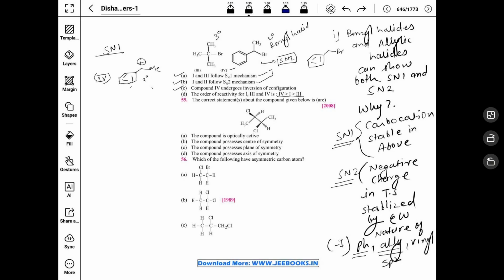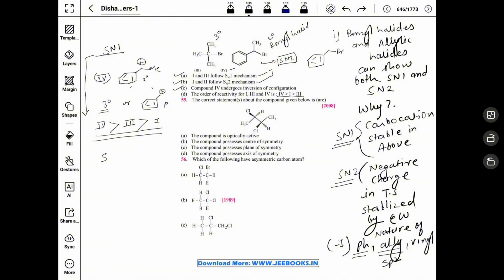Now we have to see which one is more stable, the tertiary one or this one. A tertiary carbocation will be more stable than a primary benzylic one. A secondary benzylic carbocation is more stable than tertiary. So 4 is more stable than tertiary, which means 4, then 3, and then 1. This will be the order of reactivity towards the SN1 pathway.